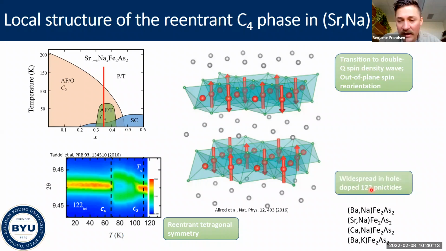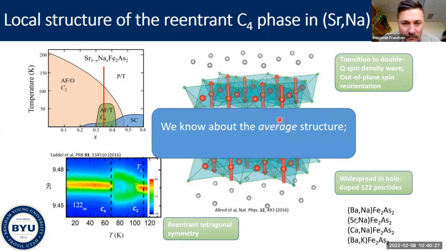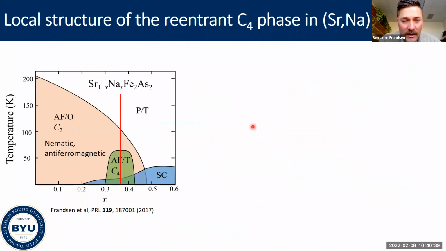And it turns out that it actually shows up in a bunch of different hole-doped iron pnictide materials. So this is actually an important phase that needs to be understood to get a proper understanding of these iron-based superconductors. Anyway, our question was, the average structure shows this return to fourfold rotational symmetry. What happens in the local structure? So using PDF, we can answer that question.